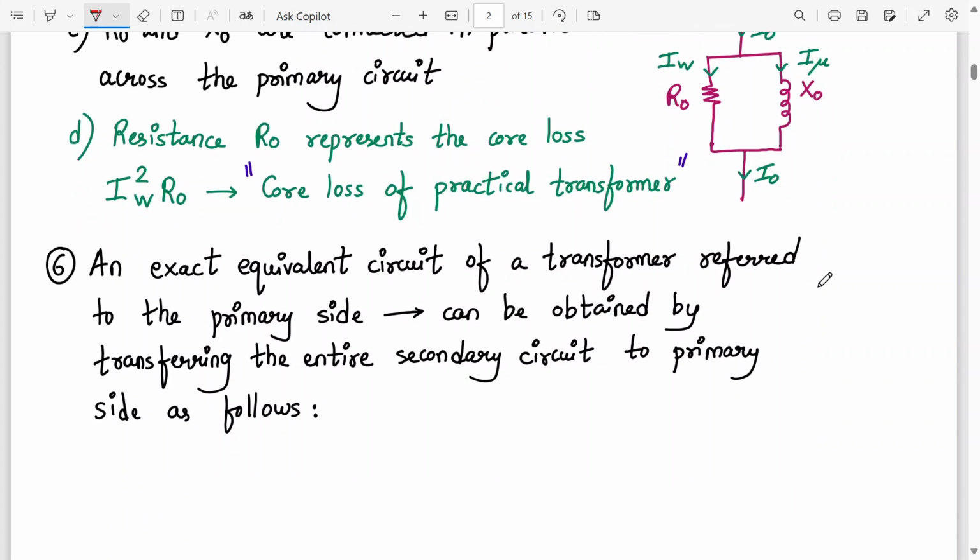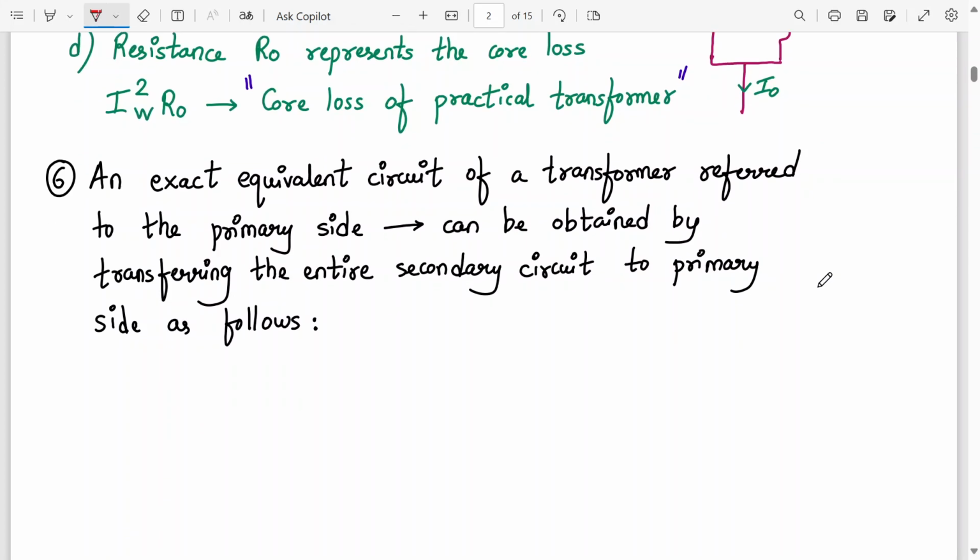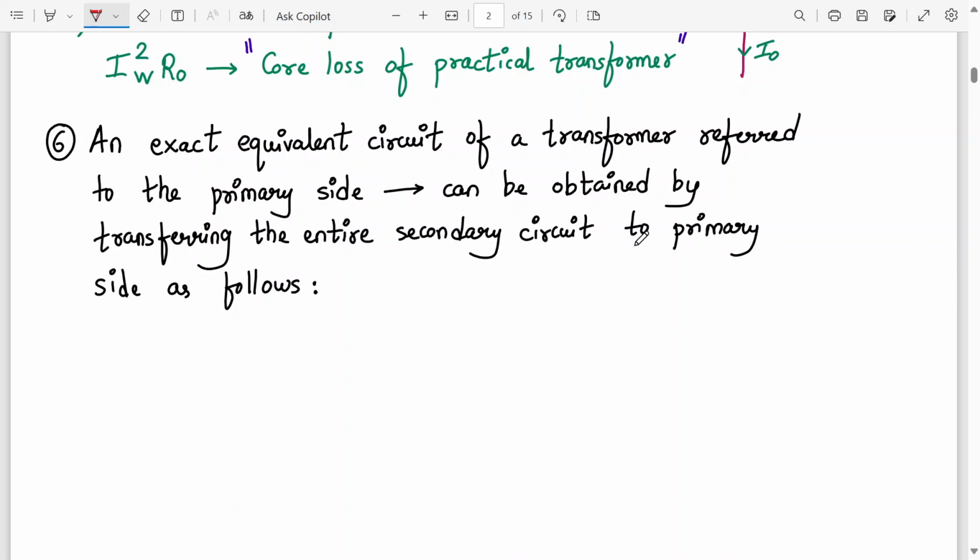Yes, sir. An exact equivalent circuit of a transformer referred to the primary side. What do you mean by refer to the primary side? Don't connect anything at the secondary, connect everything at the primary side of the transformer. So if you want to draw that, it can be obtained by transferring the entire secondary circuit to the primary side.